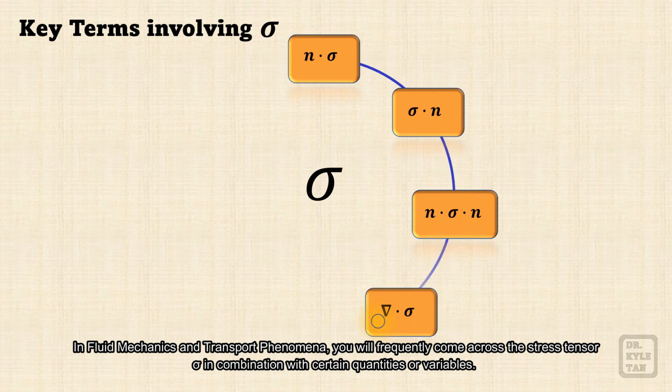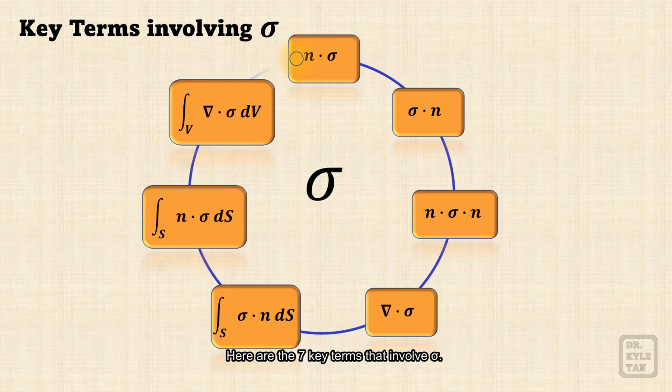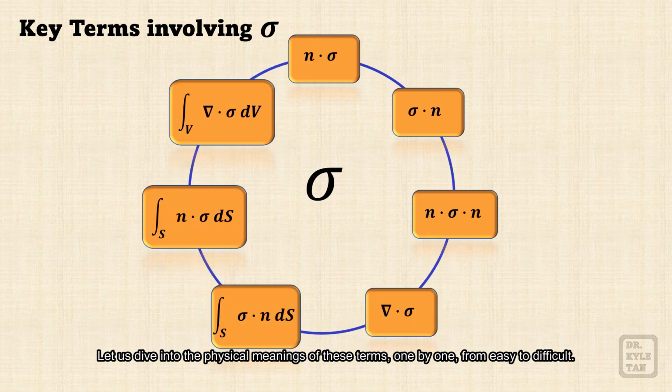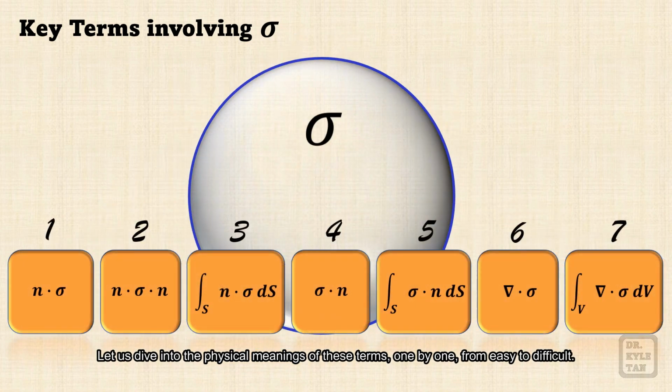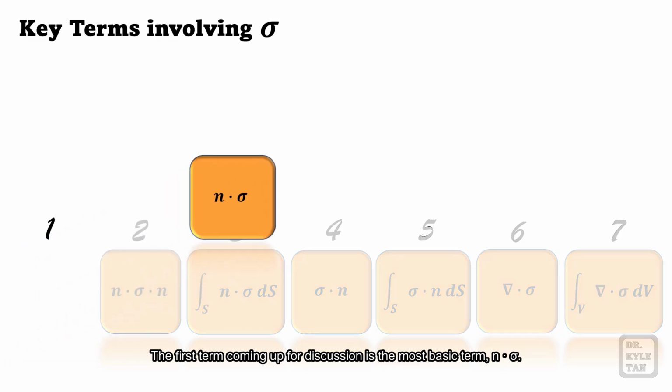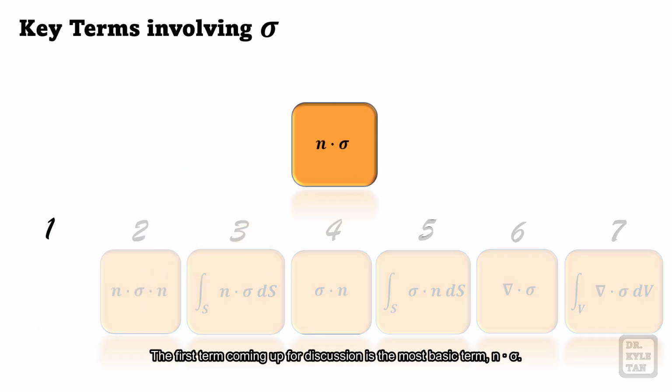In fluid mechanics and transport phenomena, you will frequently come across the stress tensor sigma in combination with certain quantities or variables. Here are the 7 key terms that involve sigma. Let's dive into the physical meanings of these terms one by one, from easy to difficult. The first term coming up for discussion is the most basic term, n dot sigma.